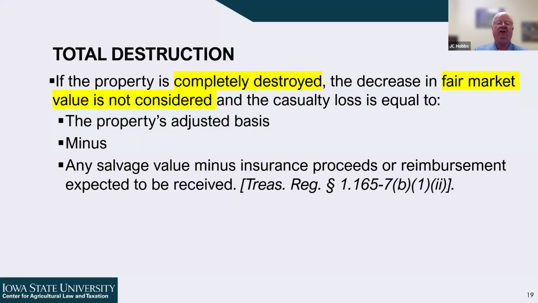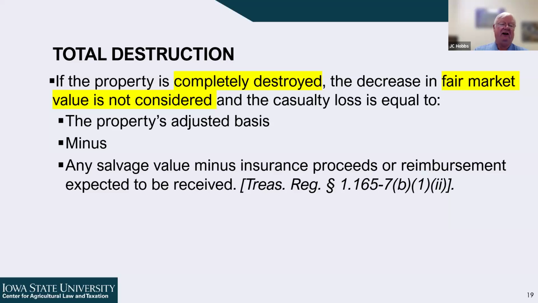So what happens if property is completely destroyed? And we've seen some of this. We've heard about dairy barns completely washing away, corrals completely washing away. So it's gone, completely destroyed, not to come back. Then the decrease in fair market value is not considered. That goes away. There is no decrease, it's gone. So the casualty loss is now equal to that property's adjusted basis. That was the cost of the barn, less the depreciation taken.